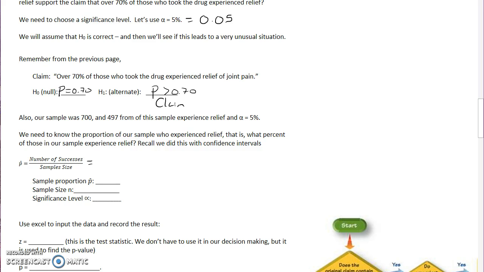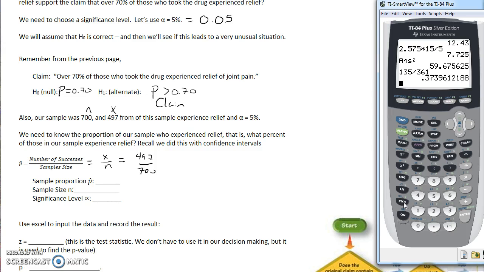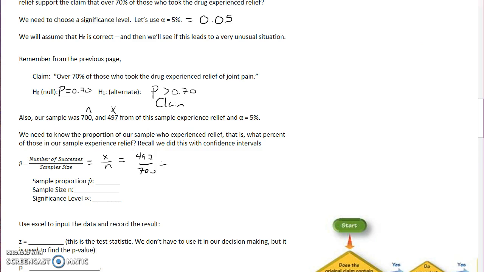So we need to know the proportion of our sample who experienced relief. That is, what percent of those in our sample experienced relief. Remember, it's the number of successes divided by the sample size. That is x divided by n. And we know that n is 700 and x is 497. So 497 over 700 is 0.71, so about 71% experienced relief.